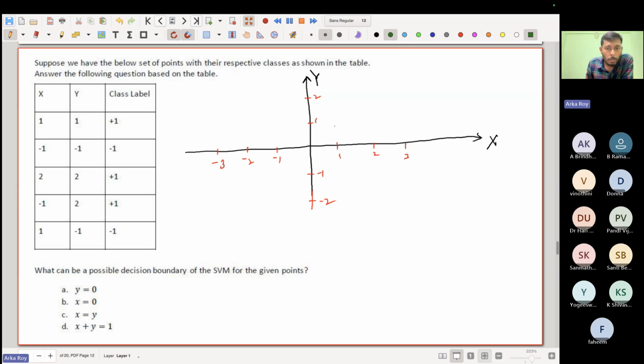Now let's say 1, 1 is class 1, the green class. Then you have -1, -1, which is the negative class. Then let's do it sequentially: 2 by 2 is this particular point, which is also in class +1. Then you have -1, -2, and the last one is 1, -1.